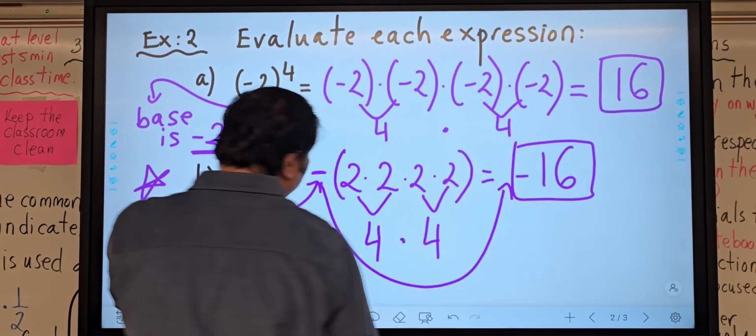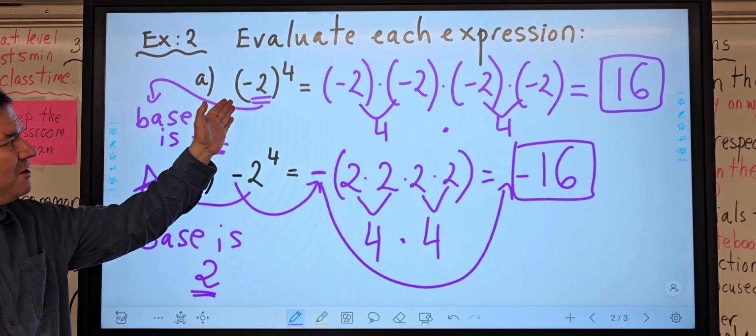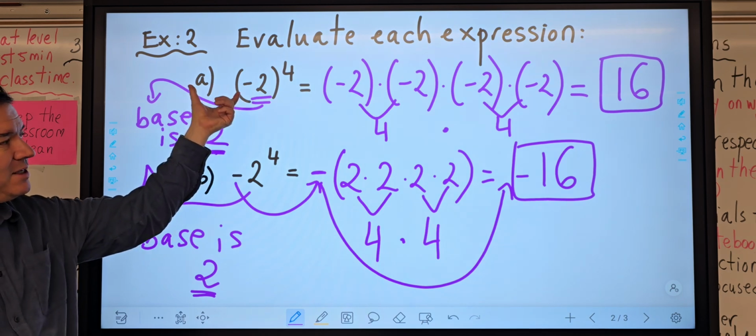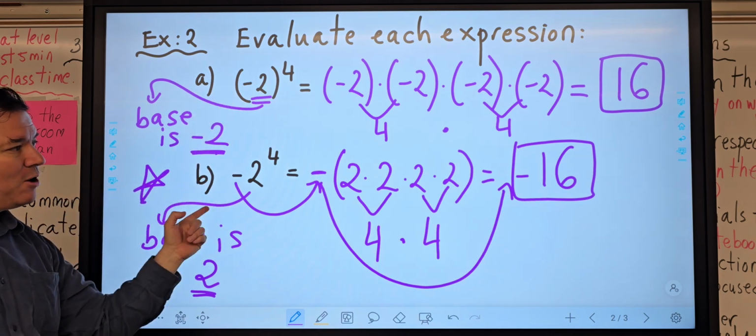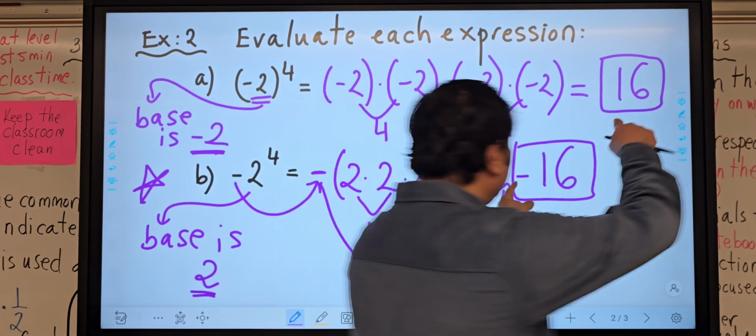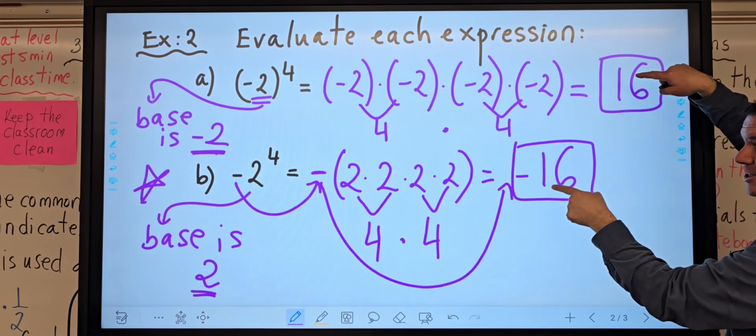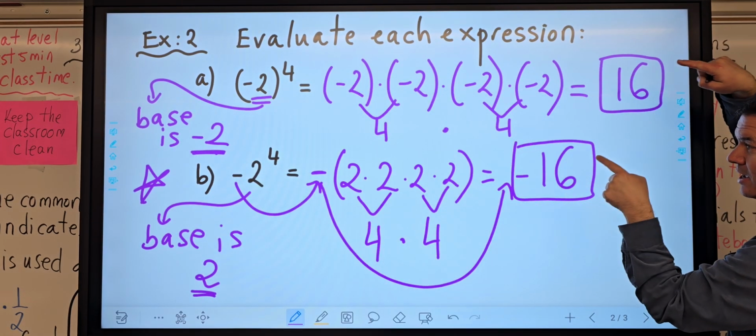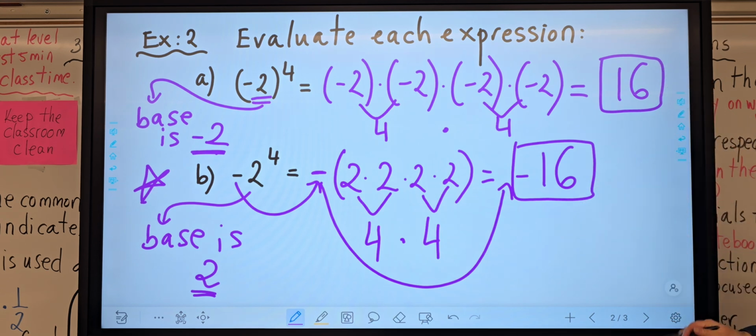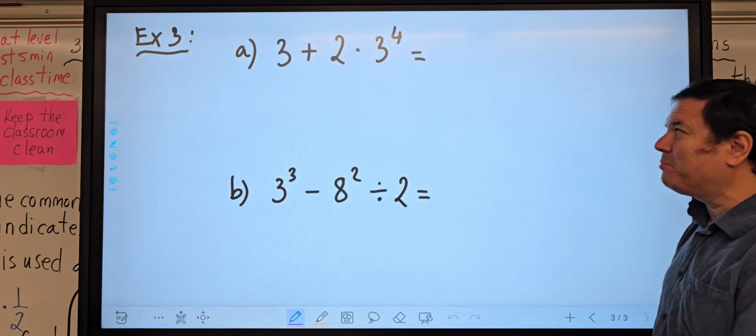Please, again, see the distinction between negative 2 surrounded by parentheses and negative 2 without parentheses. We are going to have two different answers, positive 16 and negative 16. Let's take a look at our final example here.